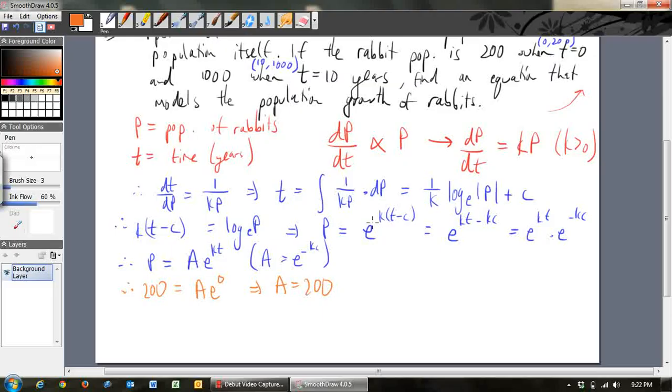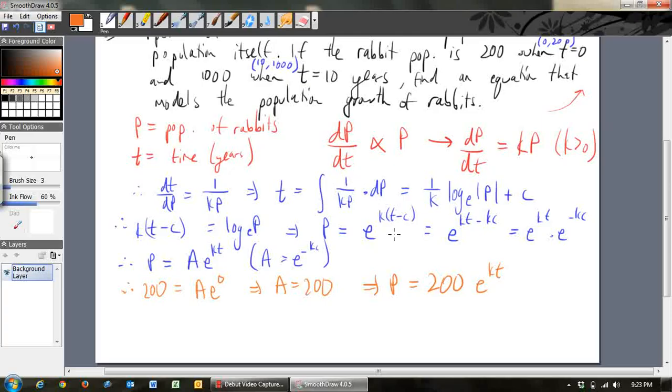And whenever you're solving these types of equations, your initial value will always be A. A is your initial value. So if you get a question that says the population starts at 1500, A will be equal to 1500. It always happens that way. Okay. So this tells us then, putting that in, P is equal to 200 e to the kt. Fantastic. We're halfway there. We just need to find k.